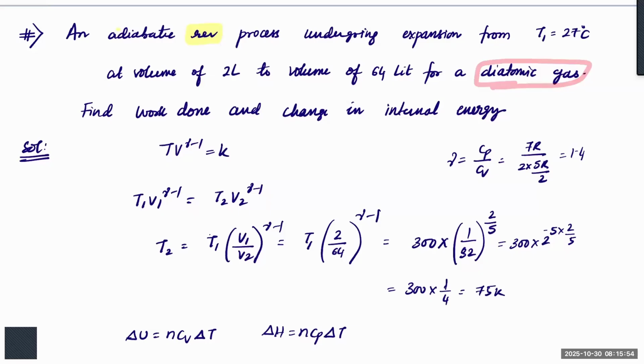So you can see, since it is a diatomic gas, gamma will be equal to 7R by 2 divided by 5R by 2. So that is 1.4. Or simply I can write it as 7 by 5. Correct. So 7 by 5 minus 1 is equal to 2 by 5. And that is equal to 300 into, as you work it out, you will get this as 75 kelvins.